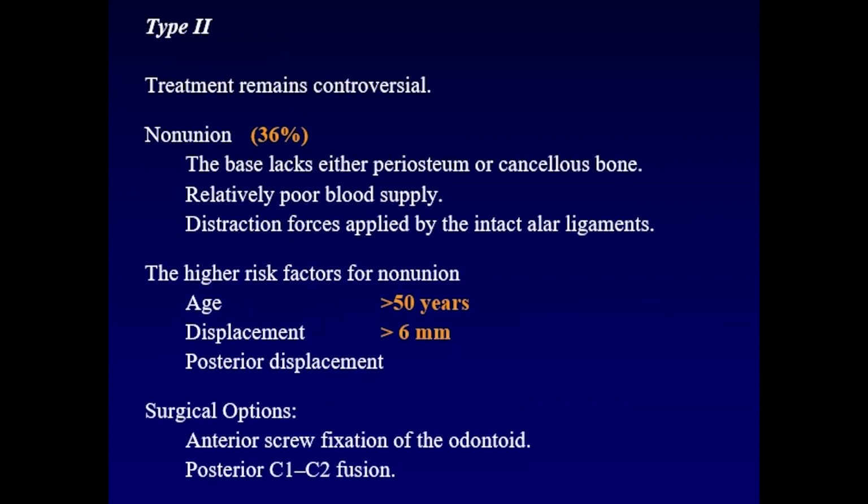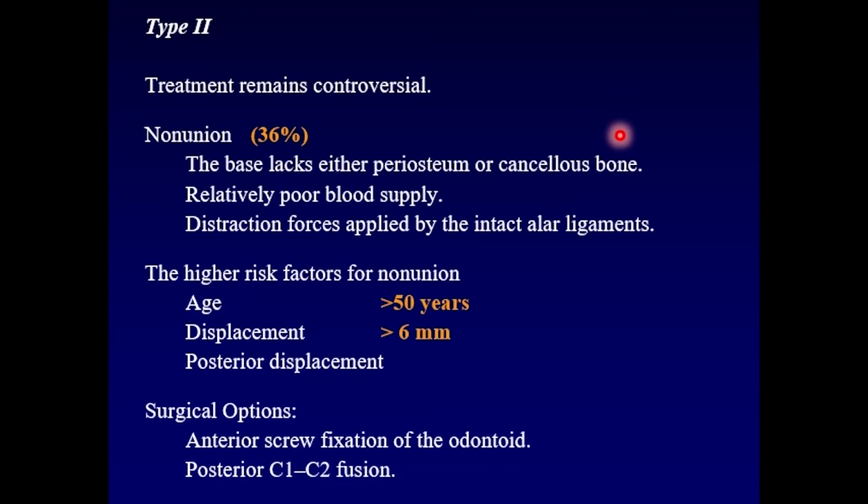Treatment of type 2 remains controversial because there is a high rate of non-union, up to 36%. This is because the base lacks either periosteum or cancellous bone, which results in a relatively poor blood supply. Also, non-union can occur due to distraction forces applied by the intact alar ligaments.